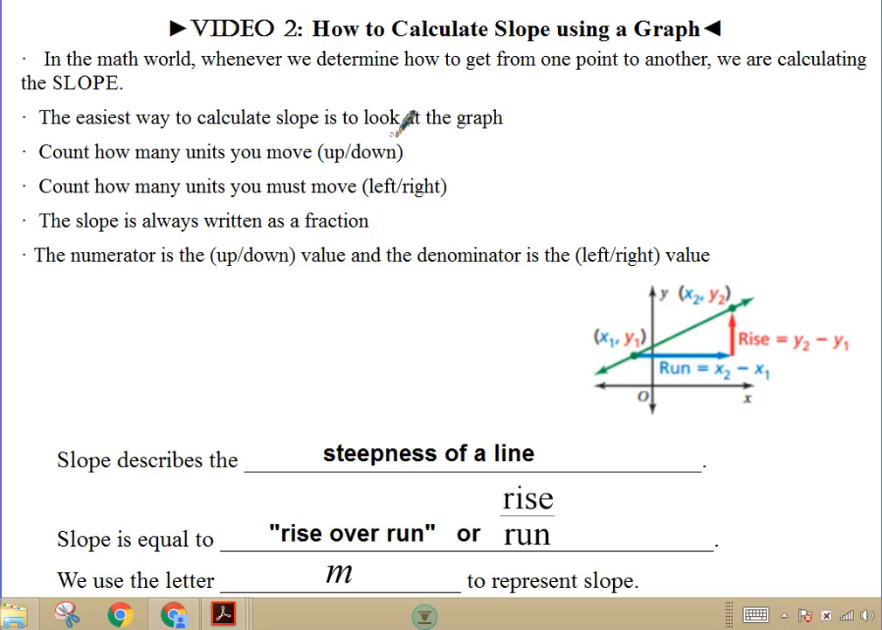So welcome back to Unit 4, Lesson 2, video number 2. How to calculate the slope using a graph. Okay, so I'm going to read the list here, and you can read along with me.